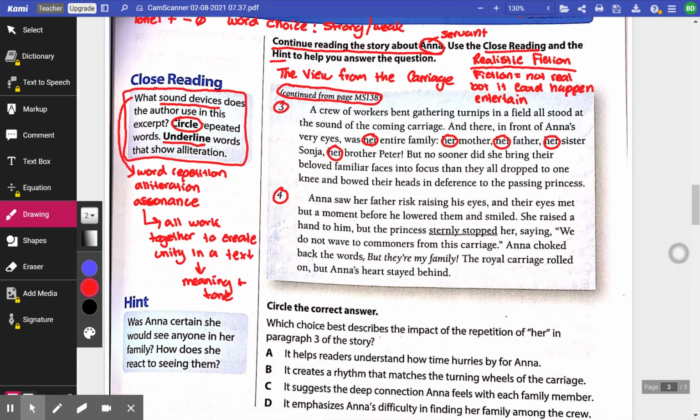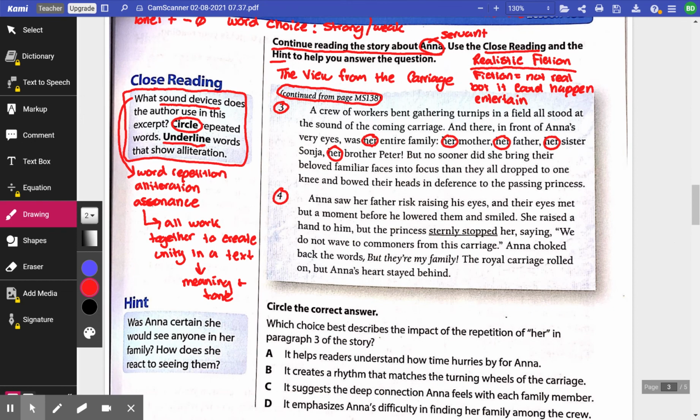So now let's go ahead and talk about a few examples of alliteration. In paragraph 3, the first example of alliteration I found was these two words, "coming carriage." They have that beginning consonant k sound, coming carriage. So that's getting repeated. Another example I found in paragraph 3 was "familiar faces into focus." So familiar, faces, and focus all have that repetition of the consonant sound. And then I also found another one at the end, "passing princess." It begins with that p sound, that hard consonant sound.